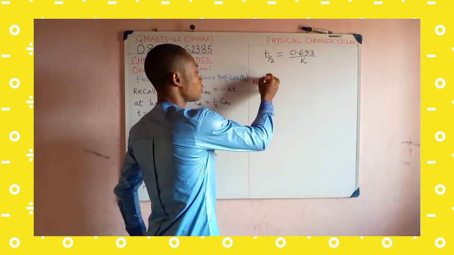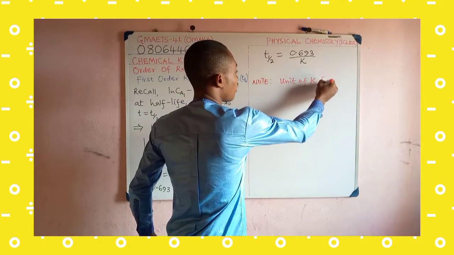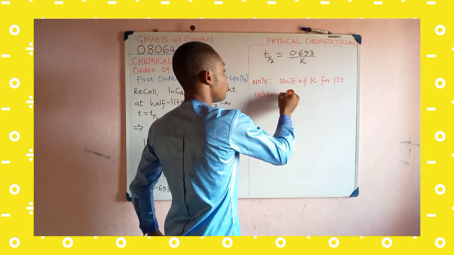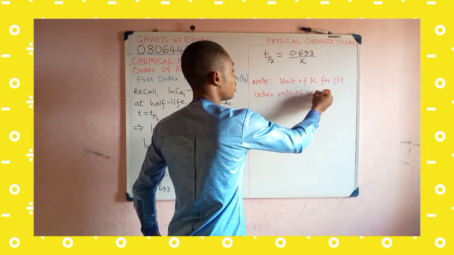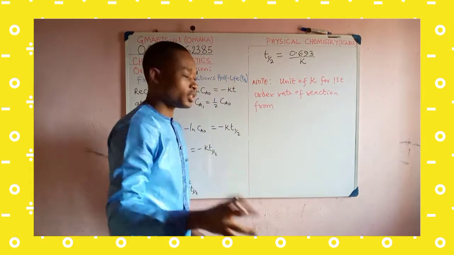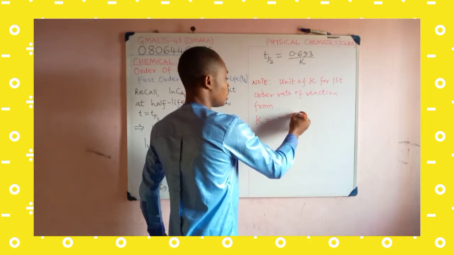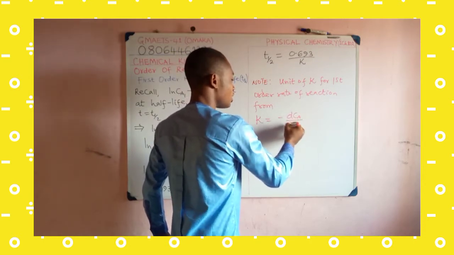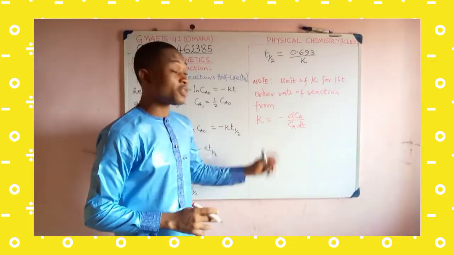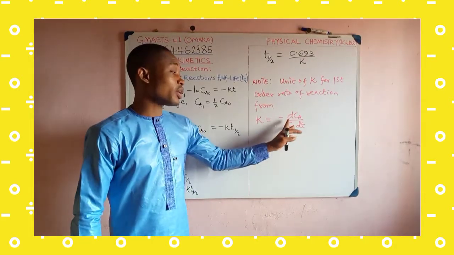Please note the unit of K for first order rates of reaction. Okay, from the equation K equal to negative dCA all over Ca dt, say our equation 3, that's the equation 3 we had in the previous video. If you make K the subject of the formula, you're going to get this term.